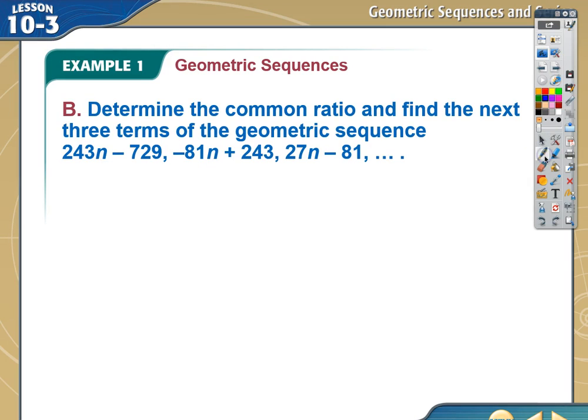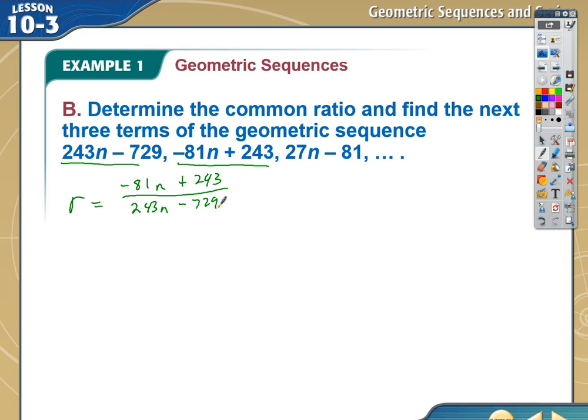So now I want to do the same thing, find a common ratio. Ew, look at all this. This is nastiness. That's one whole term. That's another whole term. Because they're telling me this is a geometric sequence, I'm going to believe them. I'm not going to make you check for the ratio twice on this one. So here we go. Ratio: second term, -81n plus 243, divided by 243n minus 729. So what am I going to do for this one?